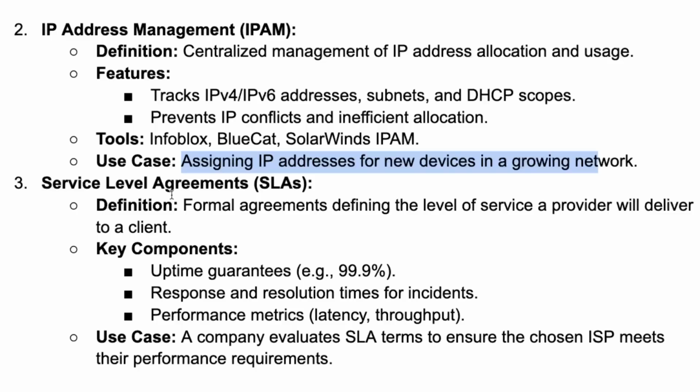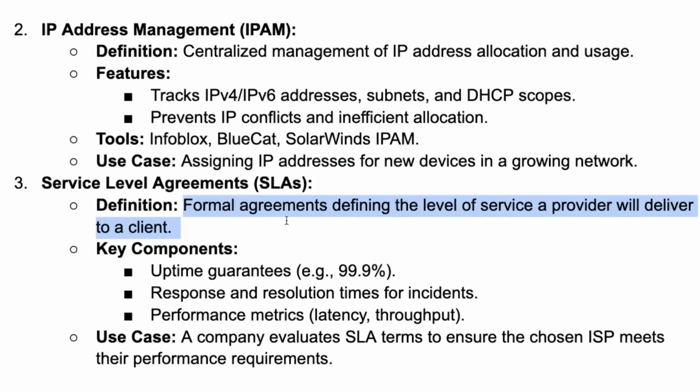So now service level agreements, the SLAs, are formal agreements that define the level of a service that a provider will deliver to a client. So the client could be Microsoft, the provider could be SolarWinds, the client could be the United States Treasury, and the provider could be SolarWinds, right? So there are different layers to it, but essentially there's a client and a provider relationship.